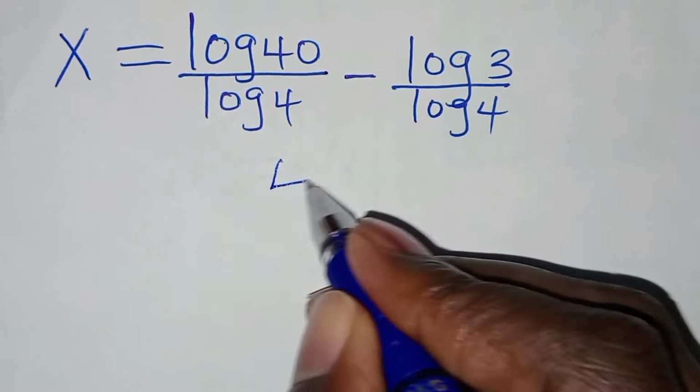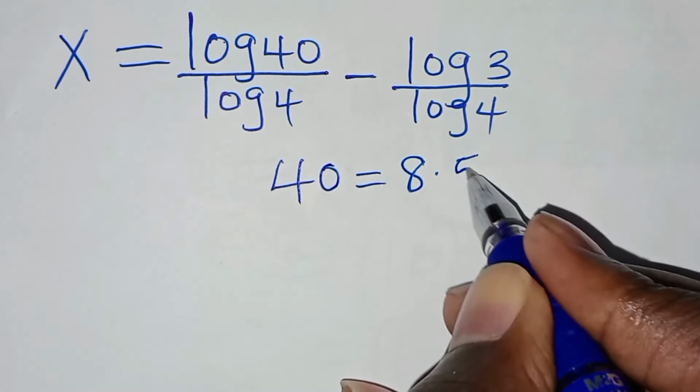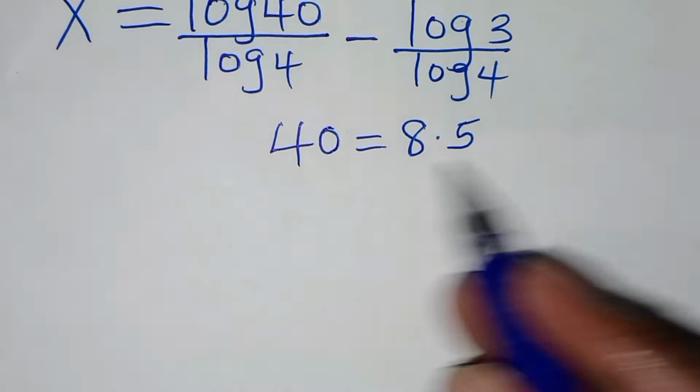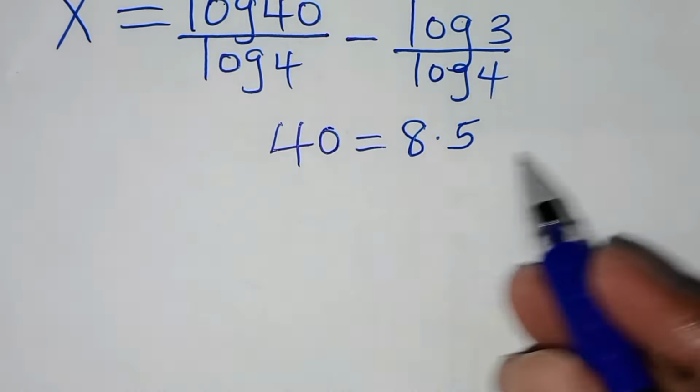Now we can express 40 as 8 times 5, and we can express 4 as 2 to the power 2. Substituting this, we have that x is equal to log 8 times 5 divided by log 4, which is 2 to the power 2, then subtract log 3 divided by log 2 to the power 2. Now, log 8 times 5 is in the form of log a times b, which you can express as log a plus log b.